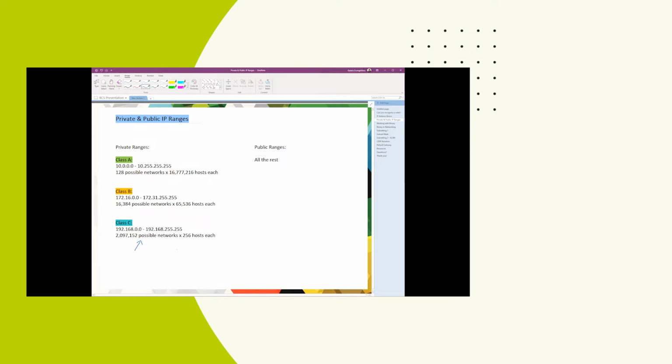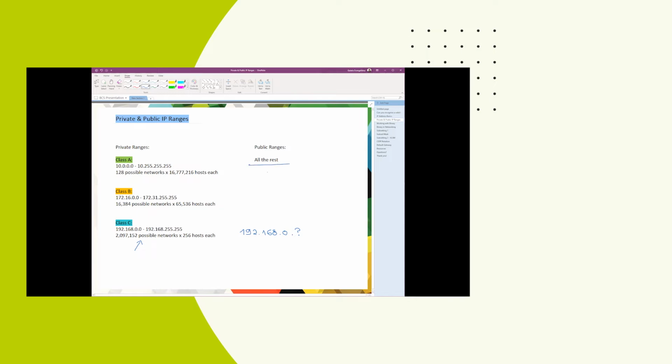So your computers at the moment have got an IP address of 192.168.0.something, okay? And I'm going to show you about this later. And as I said before, the public ranges are all the rest.